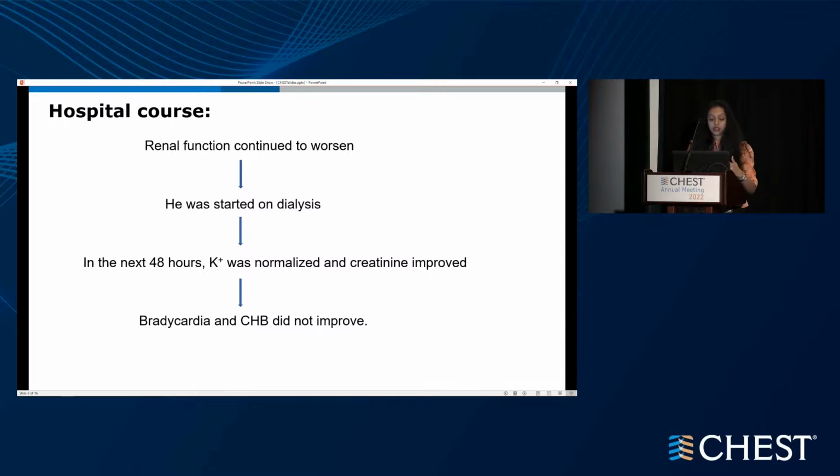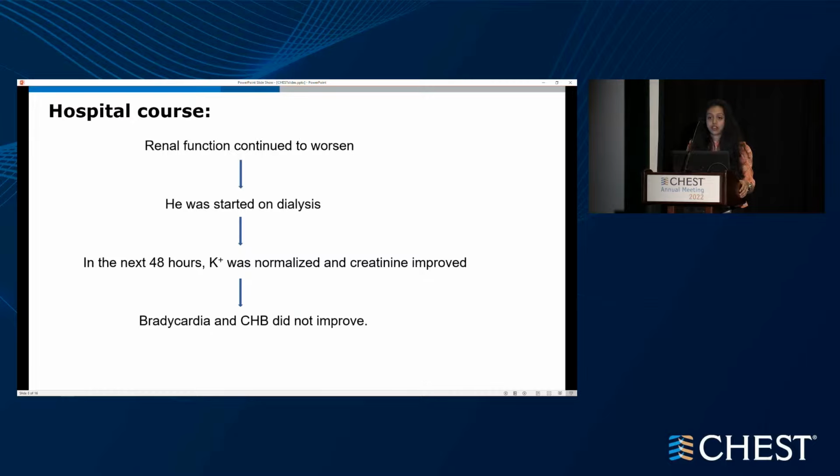Moving on to his course of events, initially both the cardiology and the ICU teams were giving time, one, for atenolol to clear off, and two, to improve the perfusion to the kidney, improve the AKI, along with the medical management of hyperkalemia. But his renal function continued to worsen. Then the decision was made to start him on dialysis.